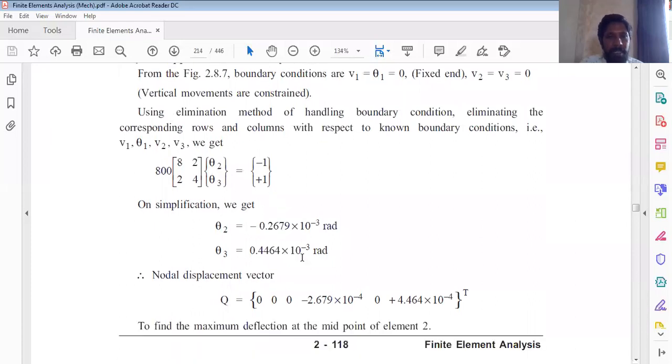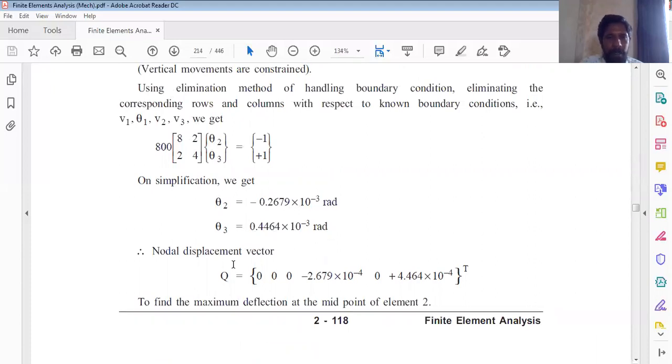And on simplifying this, we get the theta 2 and theta 3 values: theta 2 is minus 0.2679 into 10 power minus 3 radian, and theta 3 is equal to 0.4464 into 10 power minus 3 radian. So this is the nodal displacement vector. V1, theta 1, V2 are equal to 0, the theta 2 value is written here, V3 is 0, and the theta 3 value is written here.